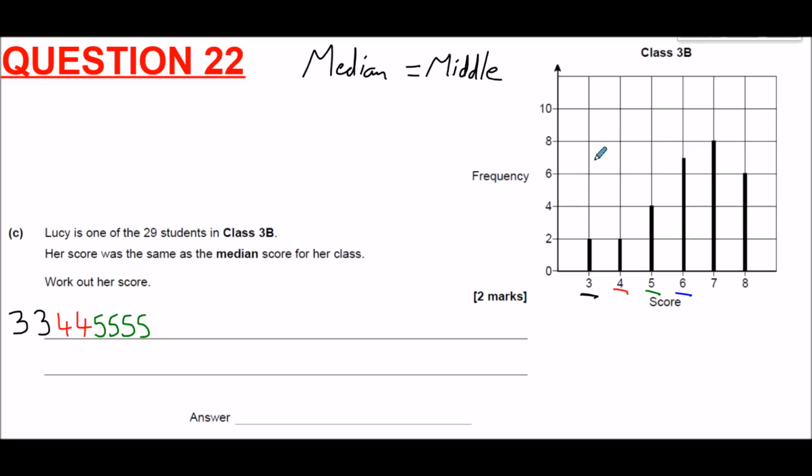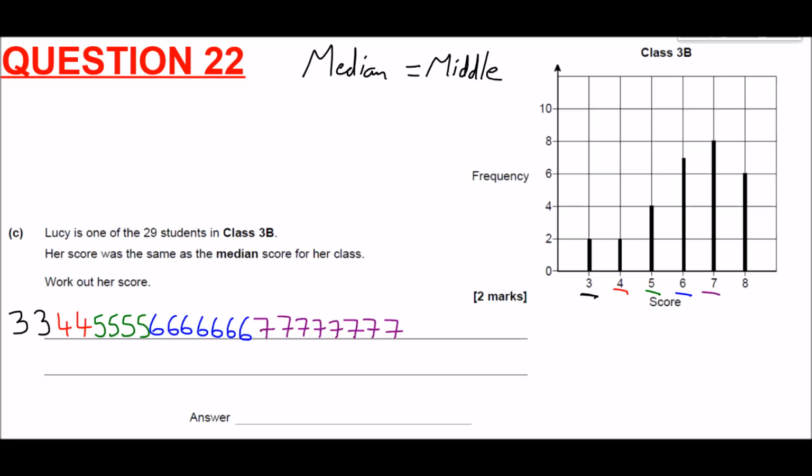This one over here is between 6 and 8, so that's 7. So 7 students scored 6. So 1, 2, 3, 4, 5, 6, 7. How many students scored 7? 8 students scored 7. So 8 7s. 1, 2, 3, 4, 5, 6, 7, 8.